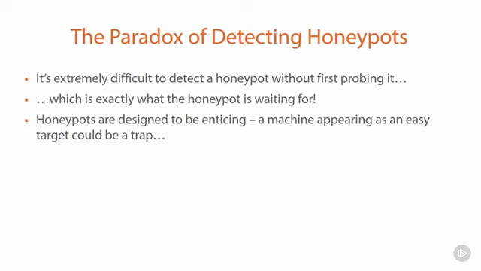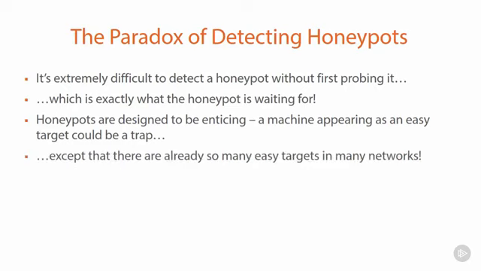If you see a machine on the network that looks like a really easy target, then it could well be a trap. That might be a honeypot. Except the problem is there are so many easy targets on so many networks that alone is not sufficient criteria, because it might be a honeypot or it might just be a typically poorly secured box on that particular network. Detection without triggering an alert isn't easy.